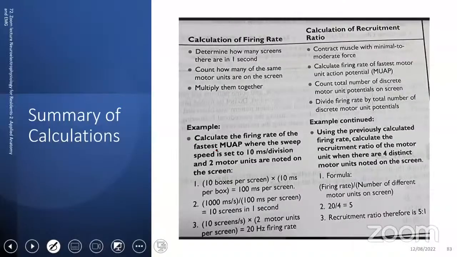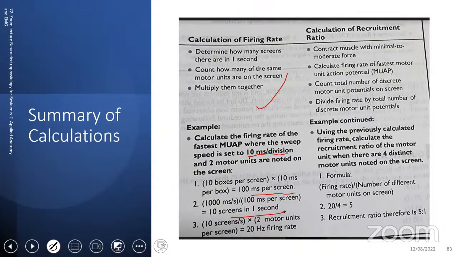So you can calculate the firing rate: determine how many screens are there in 1 second, how many of the same motor units are on the screen, and multiply them together. Example, you calculate the firing rate of the fastest MUAP where the sweep speed is set to 10 milliseconds per division. 2 motor units are noted on the screen. So 10 boxes per screen, 10 milliseconds per division, 100 milliseconds per screen. And 1000 milliseconds per second divided by 100 milliseconds per screen is equal to 10 screens in 1 second.